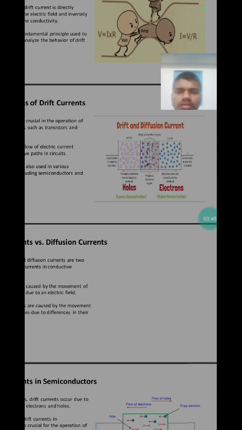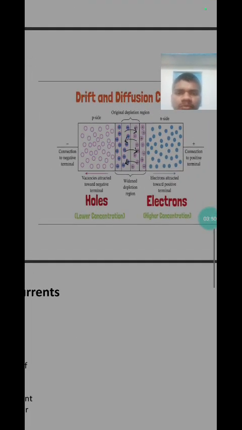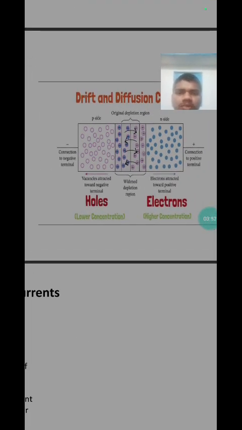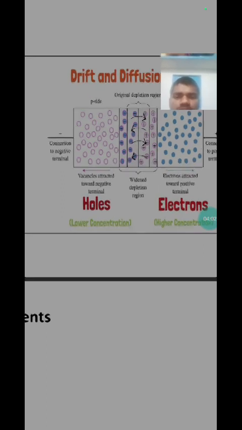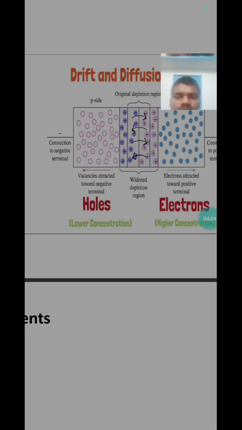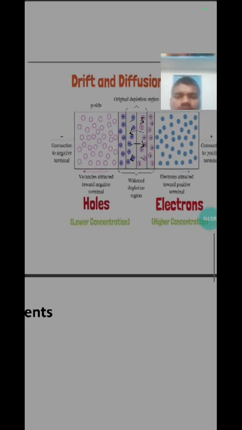Drift and diffusion current. Original depletion region: P side, N side. P side, negative connection to negative terminal. N side, positive connection to positive terminal. N side, electrons attract toward positive terminal; holes attract toward negative terminal. Lower concentration in the depletion region.